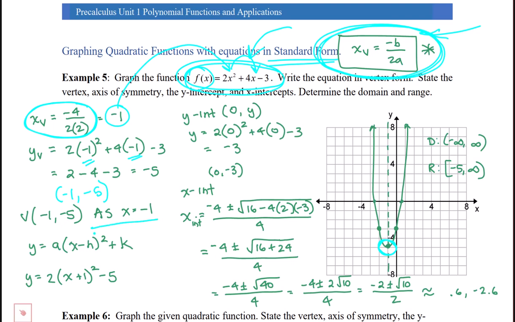Again, quickly, the axis of symmetry is very easy. It's just right through the vertex, and it's x equals -1. Now, we have our equation pretty much in vertex form, because, yes, we have our vertex, but this a value we already have from the original equation.